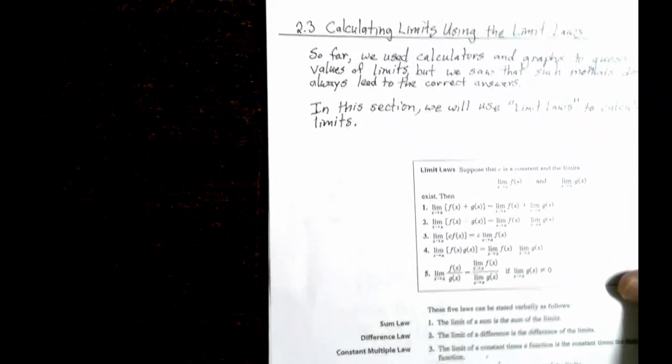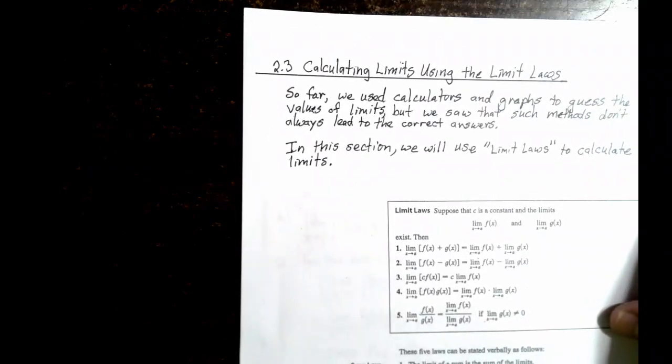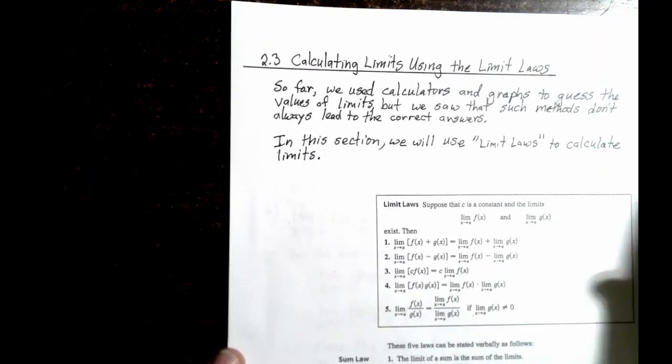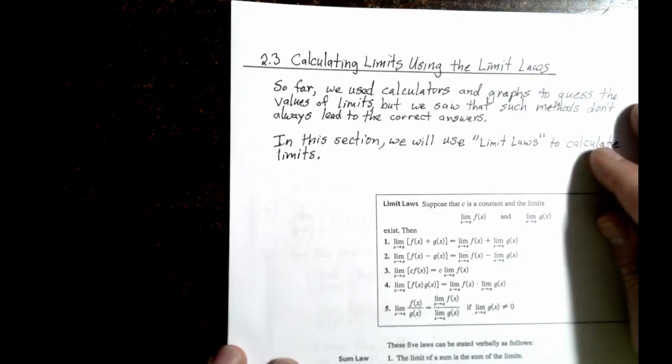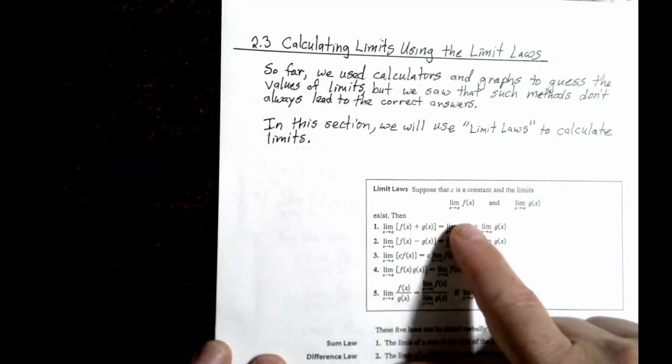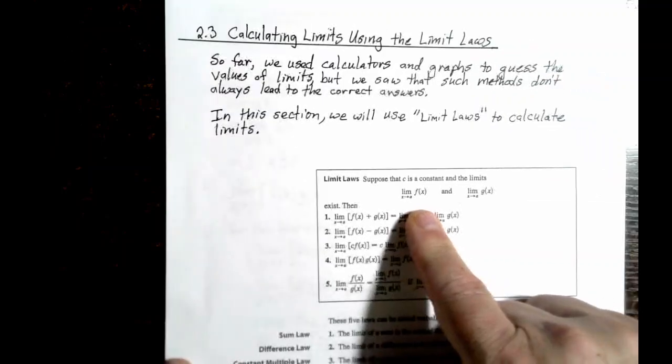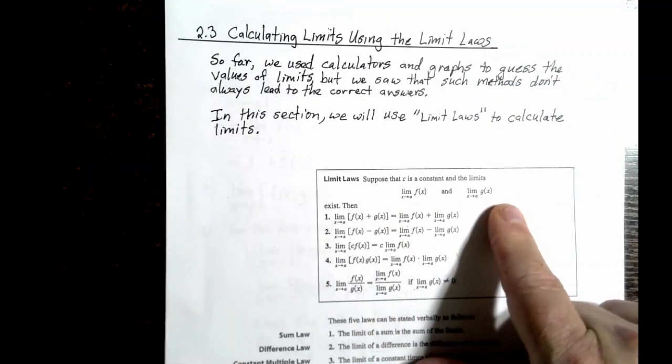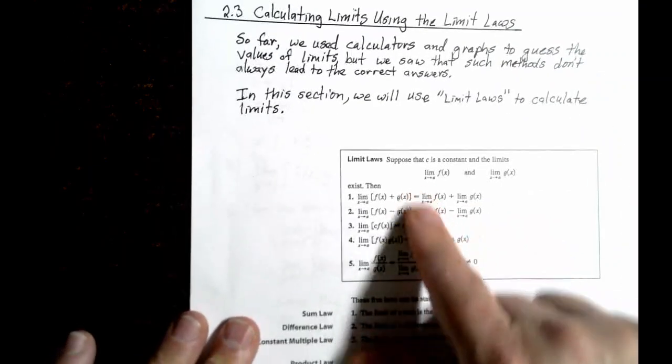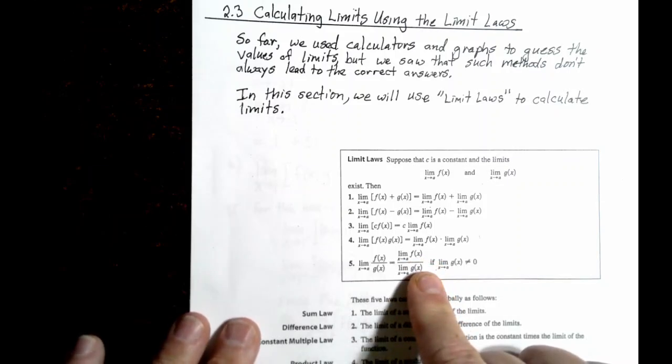Alright, so in this section 2.3 we talk about using some actual limit laws, concrete ways in which to calculate limits quickly. So if you have some function f and its limit exists, and you have some function g and its limit exists, then all of these things can be true.